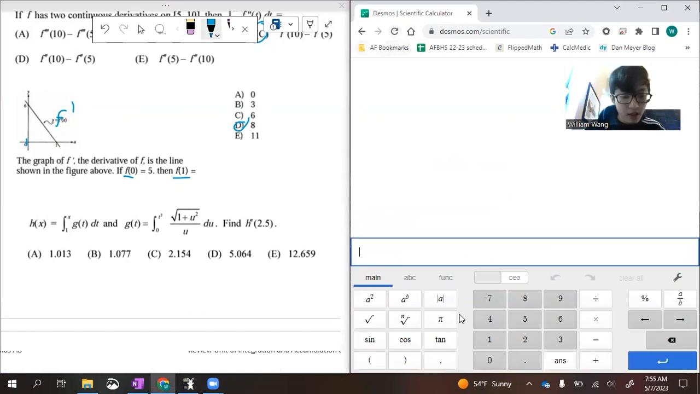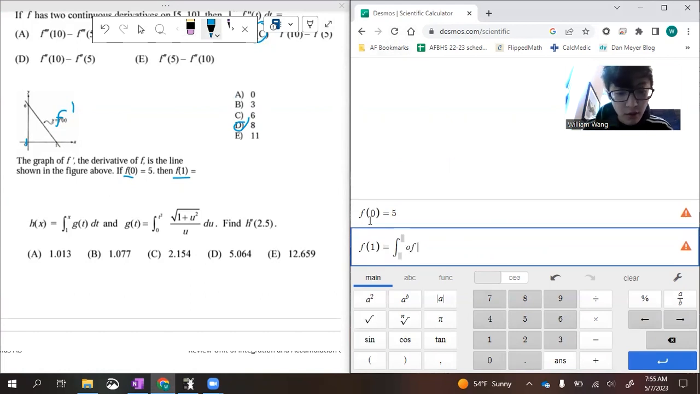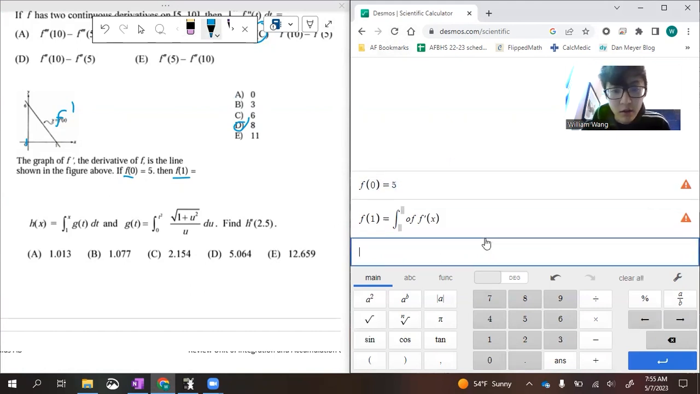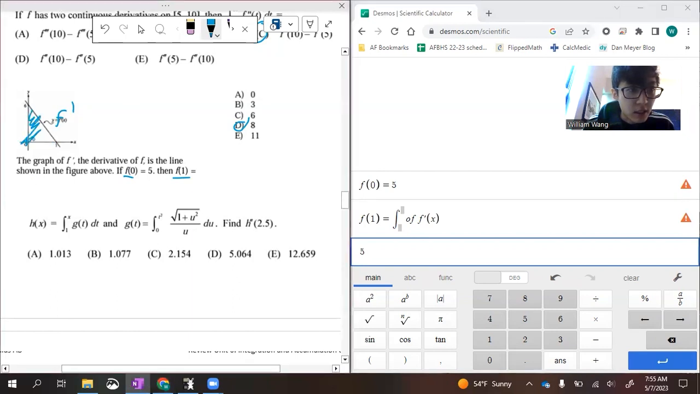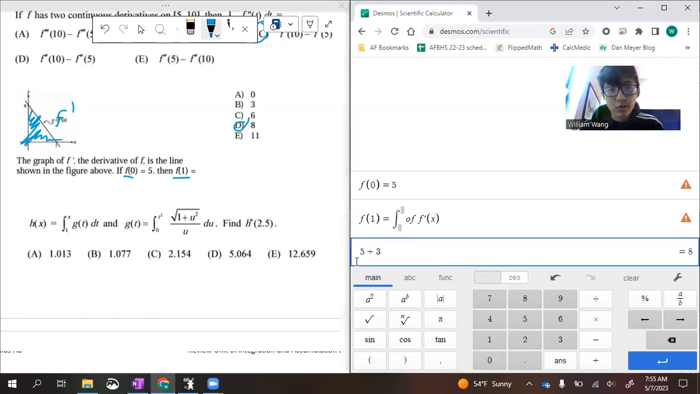Let's think about it this way. If f of 0 is 5, and I know to get to f of 1, remember, this is the integral of f prime of x. Well, f of 0 is 5, so I'm starting with 5. Then to get to 1, I just need to calculate this area, because I'm integrating. And we said the area is 3. So I'm starting with f of 0, 5. I calculate the area it takes to get to 1. Therefore, f of 1 is going to be equal to 8. All right, hopefully that makes sense.